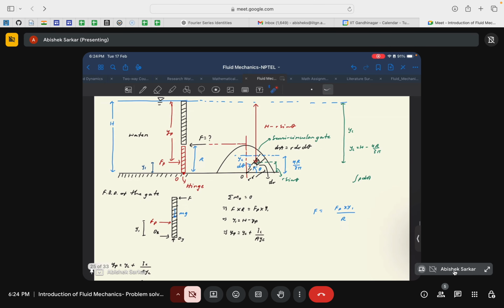This would be the basic free body diagram of the gate. Fp is the pressure force that acts along the center of pressure of the gate. F is the force that you need to determine, that is the force required to stop the gate from opening. The other forces that act are the reaction forces at the hinge, say OX and OY, where OY would be balanced by the mass of the gate.